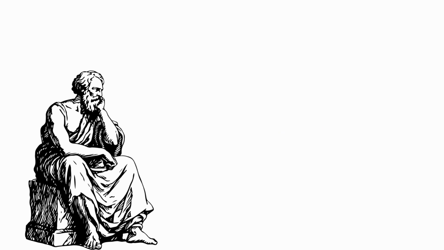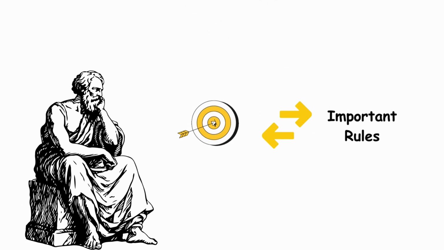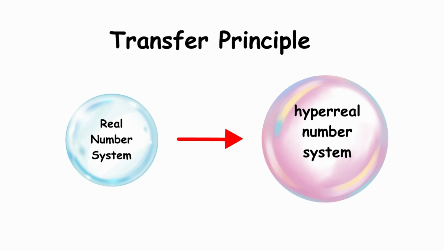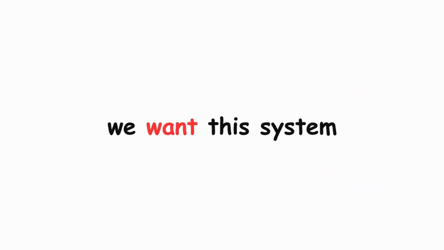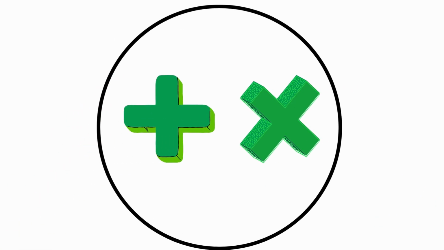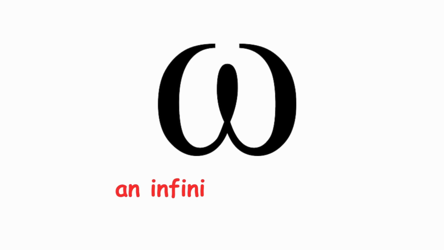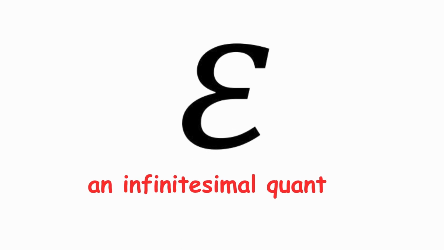For the inventors of the system, the goal was to create a system that transferred the important rules of the real number system. Fittingly enough, this is called the transfer principle. In particular, we want the system with addition and multiplication to form a field, just like the real numbers. So, with that in mind, let's start by naming two of our new quantities. Omega, an infinite quantity, and epsilon, an infinitesimal quantity.